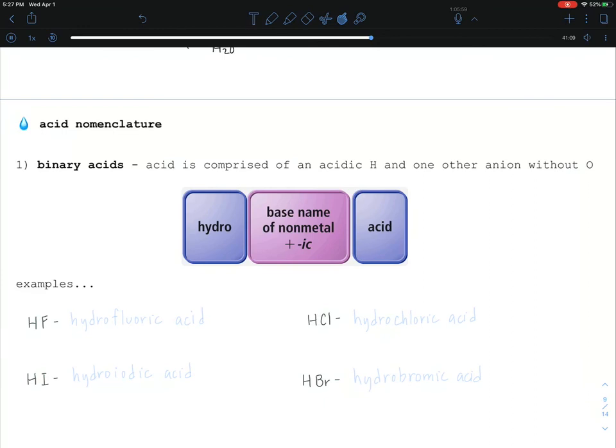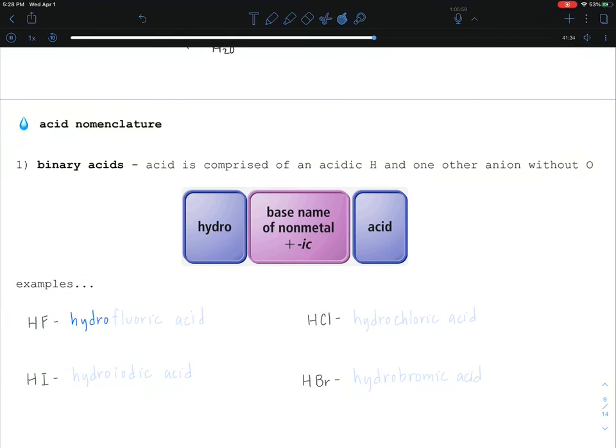But some examples that you may have heard of are HF, HI, HCl, HBr. We have to name these things. How do we name a binary acid? Well, the first thing we're going to do is start out with the prefix hydro. And then you're going to give the base name of the non-metal. So in this particular case over here, HF, I'm going to start with hydro.